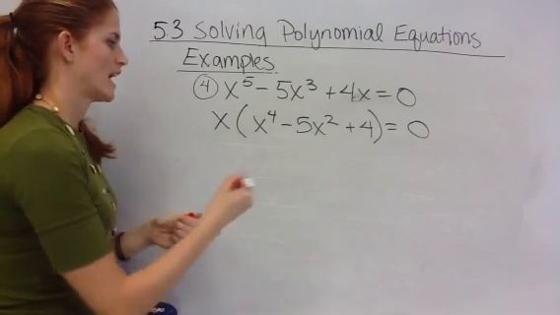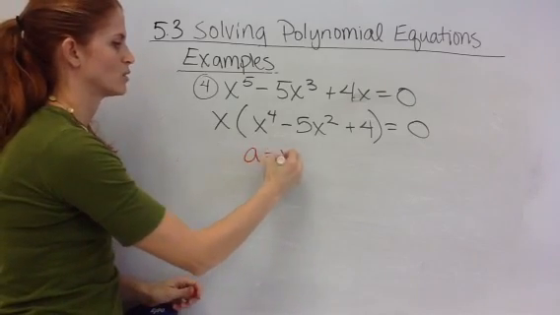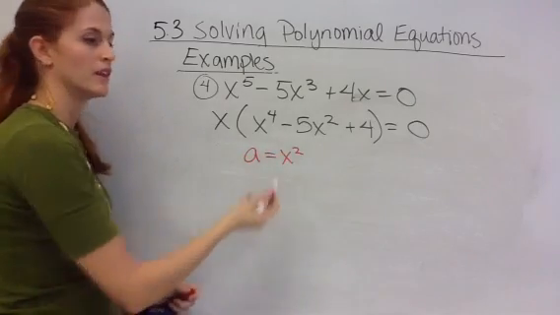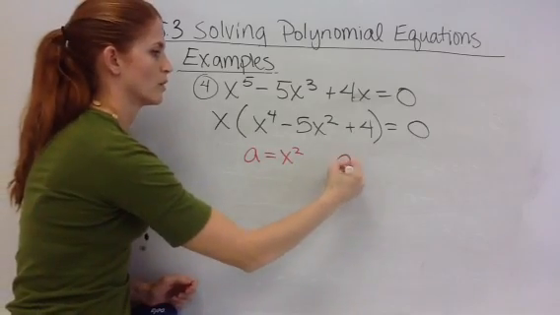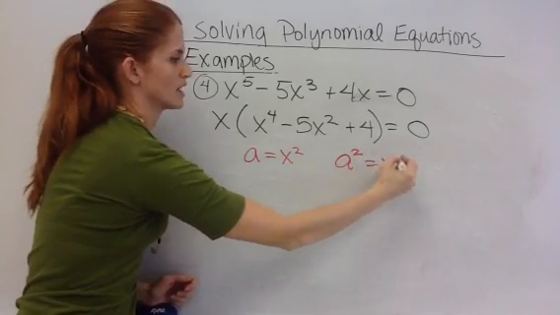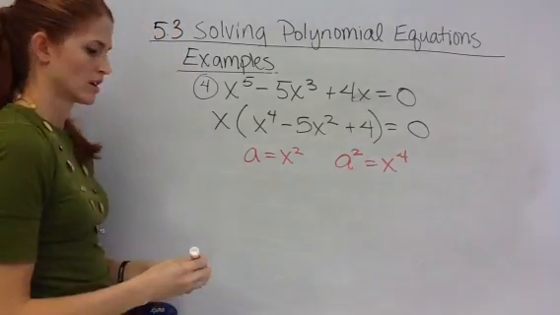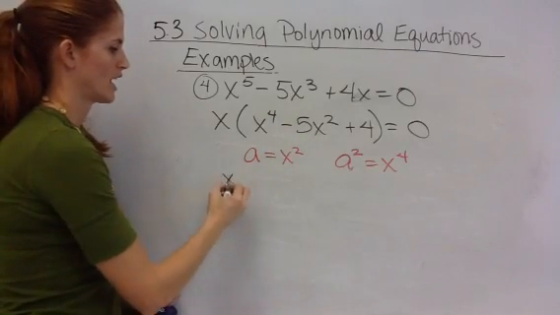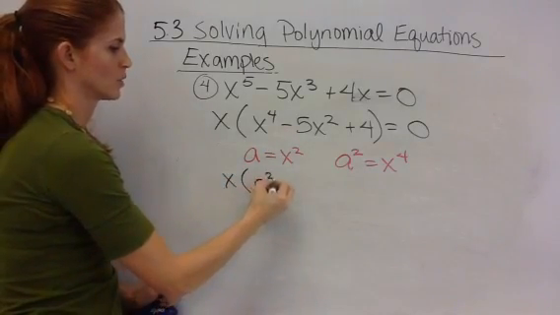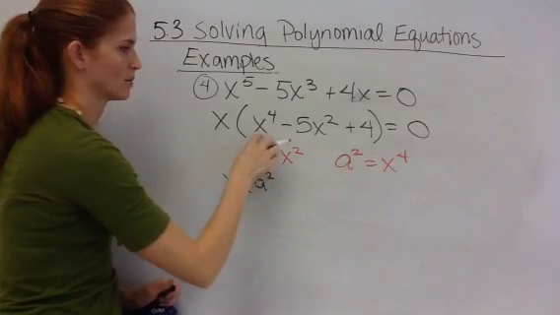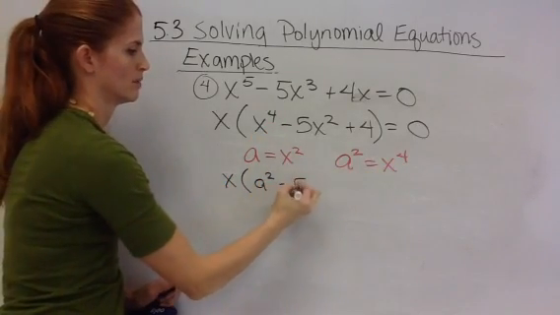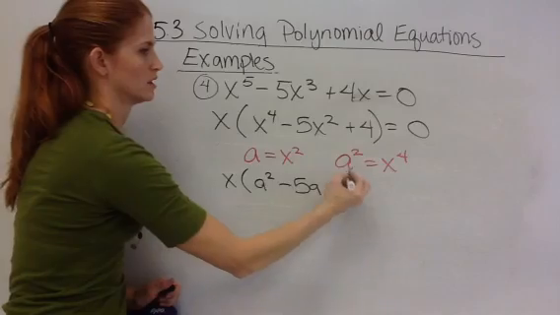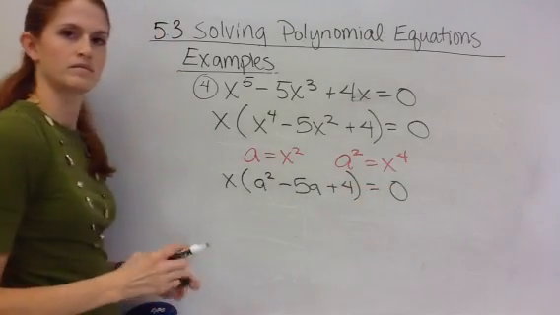We can find a and set a equal to x squared. Then we can square both sides so that when we have a squared, it equals x to the fourth. So wherever you see an x squared, you replace it with a. So we now have x, then a squared. Because I have x to the fourth, I'm going to replace that with a squared, minus 5a plus 4 equaling 0.